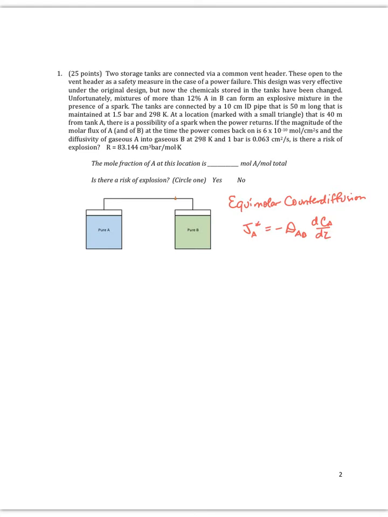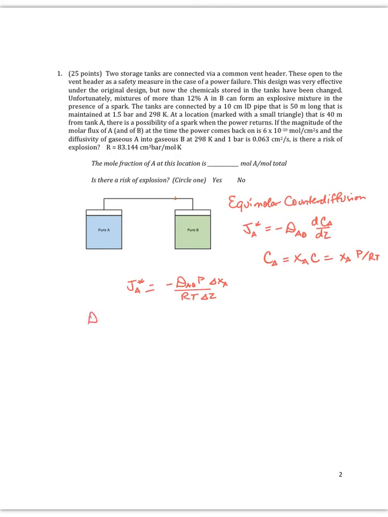And we can approximate CA as XA times C. And since these are gases, C is P over RT. So that's going to tell me that I can say JA star is equal to more or less negative diffusivity of AB times P over RT, delta Z, and then delta XA.